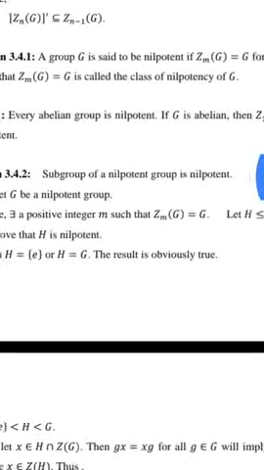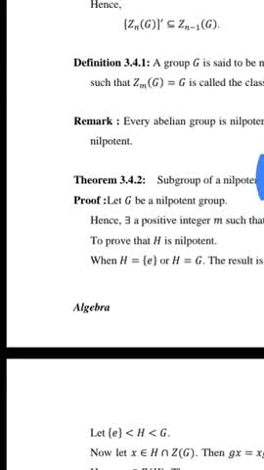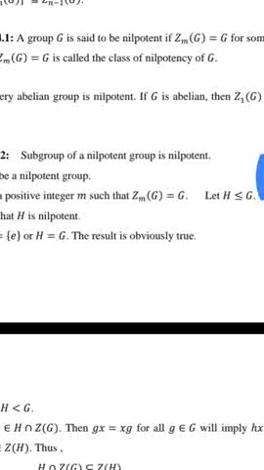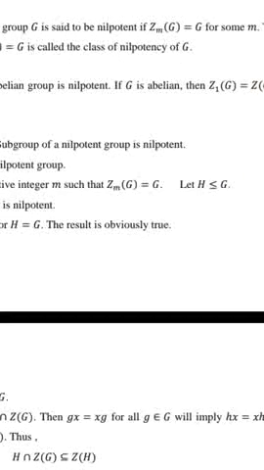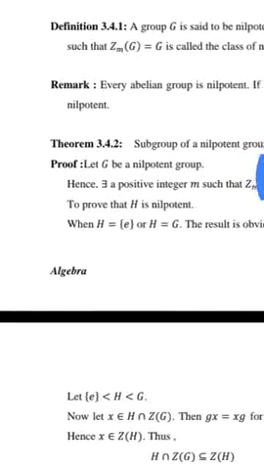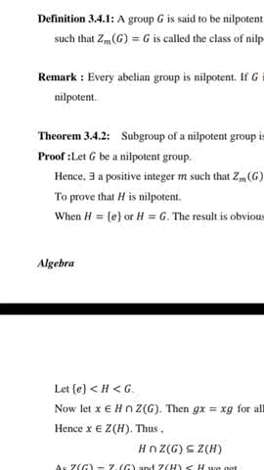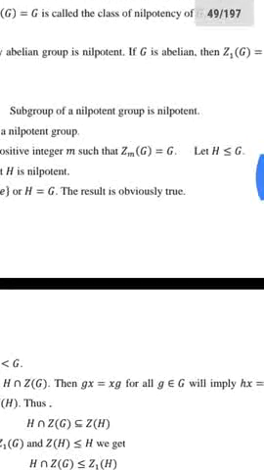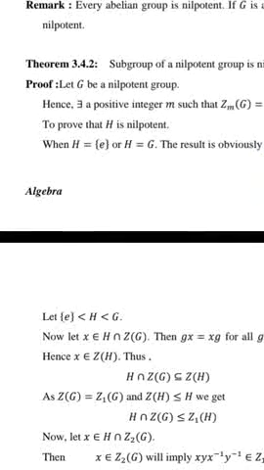Prove that a subgroup of a nilpotent group is nilpotent. For the proof, suppose that G is a nilpotent group, hence there exists a positive integer m such that Z_m(G) is equal to G. Suppose that H is a subgroup of G. We have to prove that H is nilpotent. When H is equal to {e} or H is equal to G, the result is really true, that is, H is a nilpotent group.